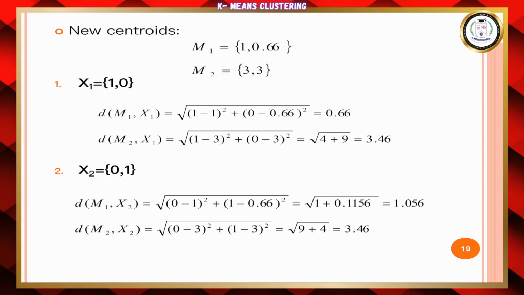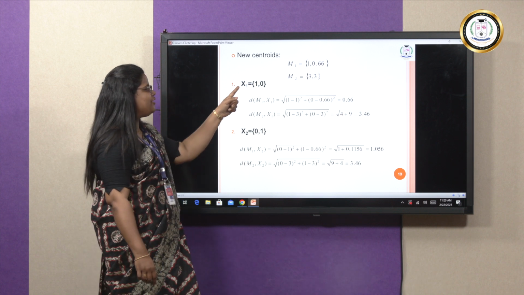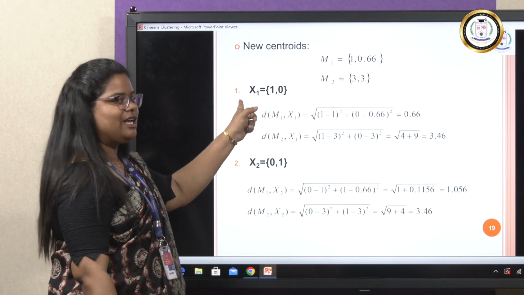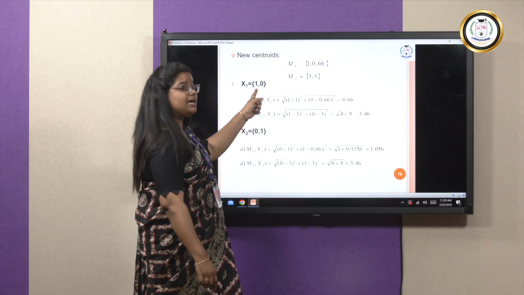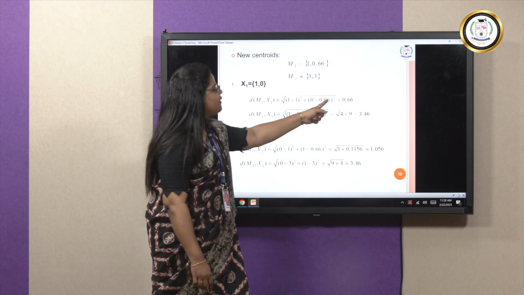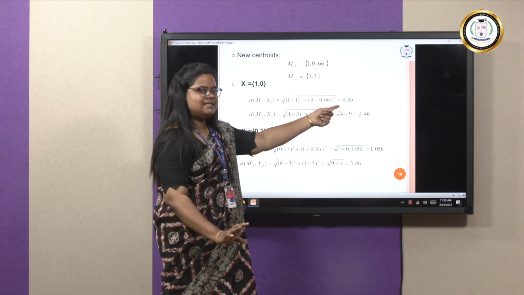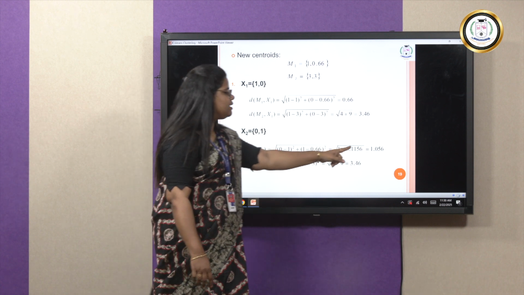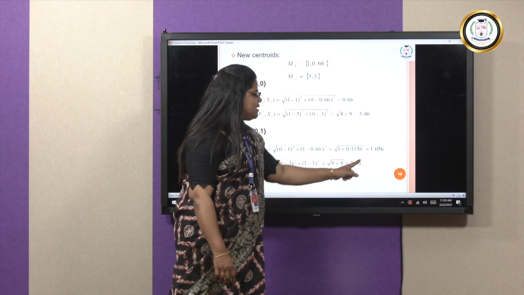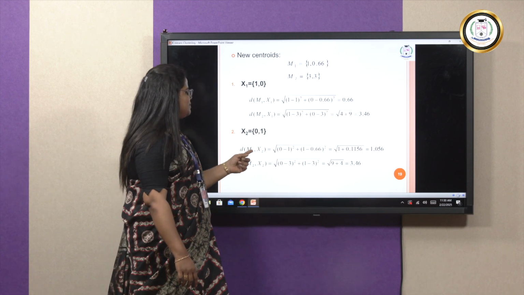Now we got the new values (1, 0.66) and (3, 3) as new cluster heads. Using that, again you have to find out the distance from each and every point to these new cluster heads. (1, 0) is the value for x1, with cluster head 1 at (1, 0.66) and cluster head 2 at (3, 3). When you find the distance of this data item with the cluster heads, you will get the values 0.66 and 3.46. Obviously, 0.66 is the lesser value, so this comes under C1. So no change in that. Now we find x2 with both cluster heads, and we get 1.056 and 3.46. Comparing them, 1.056 is the lesser value, so x2 comes under cluster head 1.